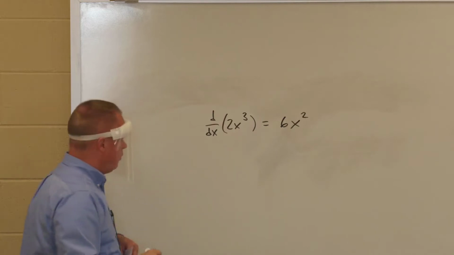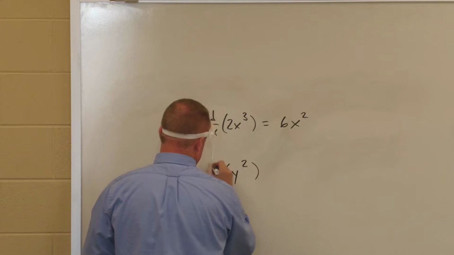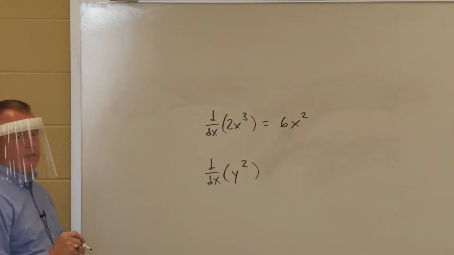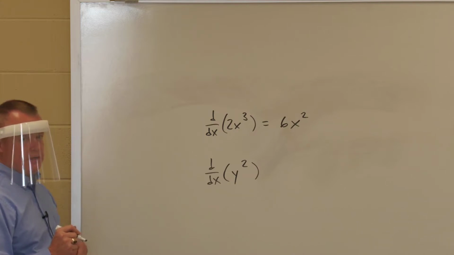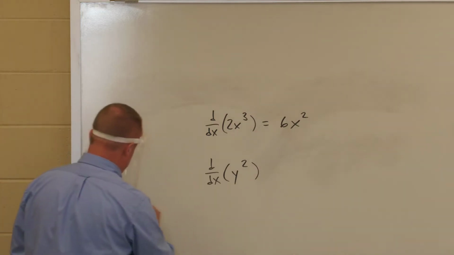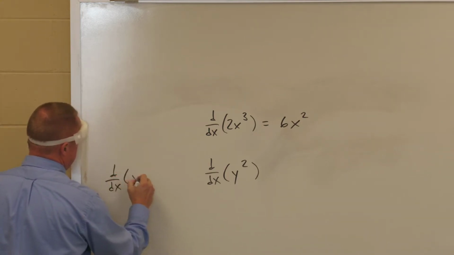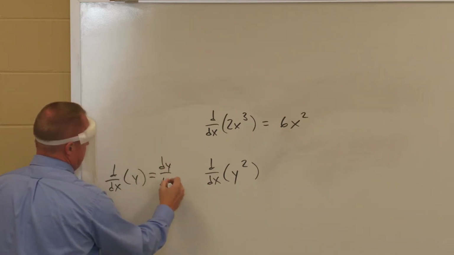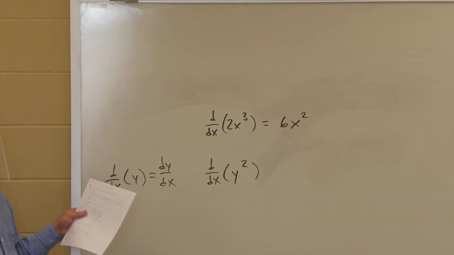That's it, okay? What if I were to say, well, what if I have y to the second power, and I want to take the derivative with respect to x? Okay, well, what is that going to be? Well, let's back up. What if you take the derivative with respect to x of y? What does that give you? Well, that is just the derivative of y with respect to x. dy dx, y prime, either way you can write it, okay?